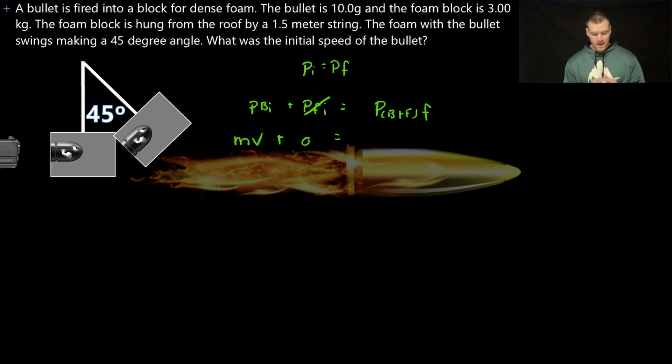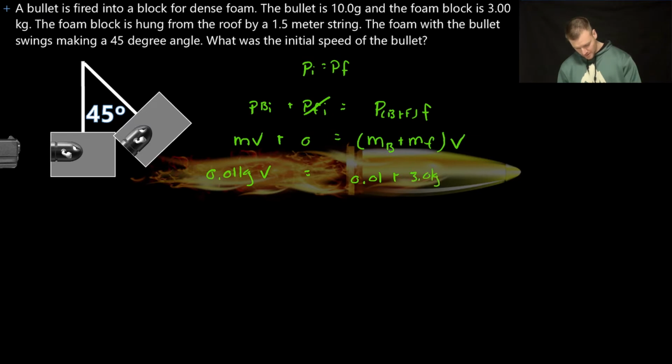And at the end, I'm going to have the mass of the bullet plus the mass of the foam multiplied by the velocity. So if I plug in the values I know, it's 10 grams, so that'd be 0.01 kilogram bullet, and I don't know the velocity, is equal to the 0.01 kilogram bullet plus the 3.0 kilogram foam, so let's just make that 3.01, times the velocity of the foam and bullet together.